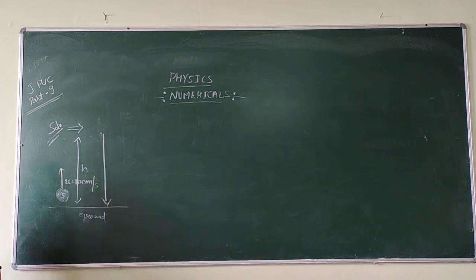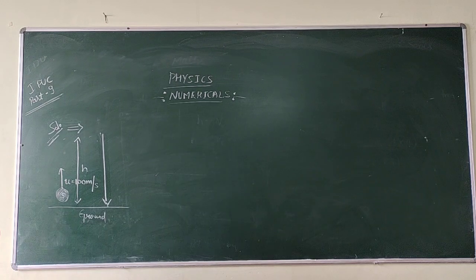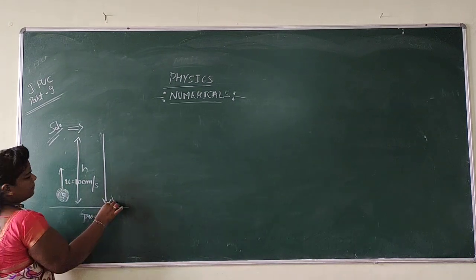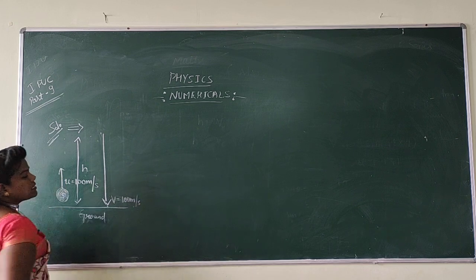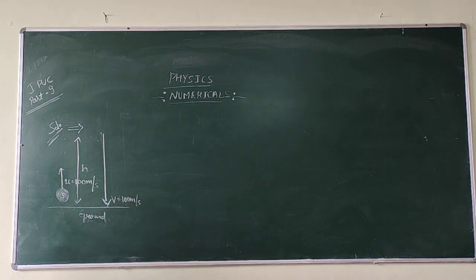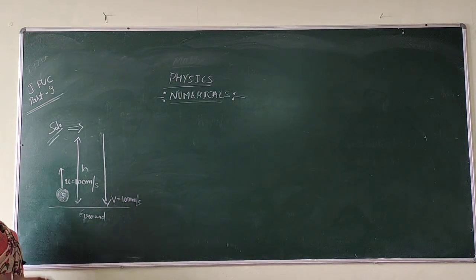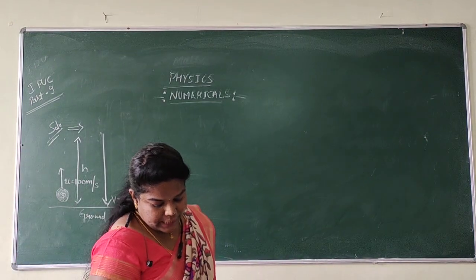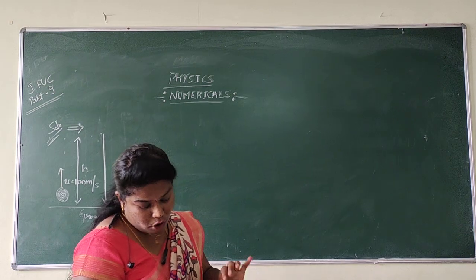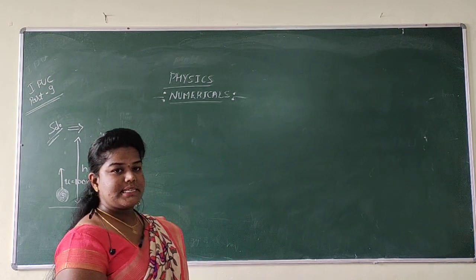So what should we show now? We should show that the ball is going to return back with the same initial velocity, that is v is equal to 100 meters per second. Now let us see that. Also, neglect the air resistance. We should not consider the air resistance.